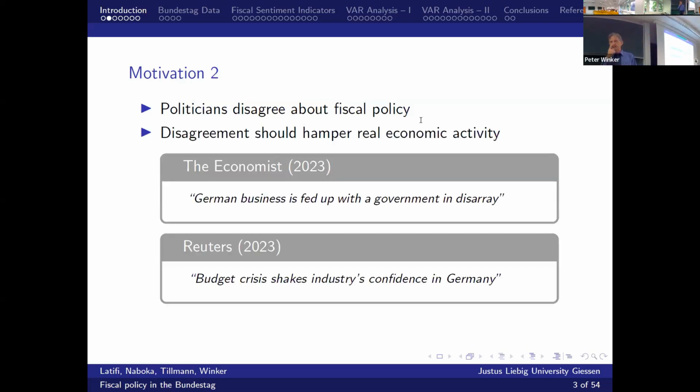And then we thought, well, probably disagreement might also be important, besides the stance of fiscal policy, the sentiment, the extent of disagreement. And there's just a reference to the German Ampel government last year. So the German business is set up with government in disarray. So this feeling that they don't have a common interest or a common goal might, when perceived by the economic agents, lead to uncertainty or might lead to a reduction of investment and so on. So it might itself have consequences.